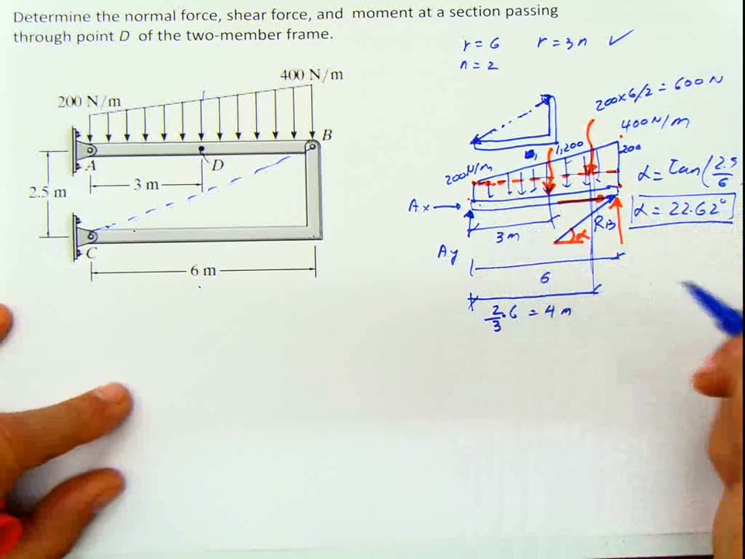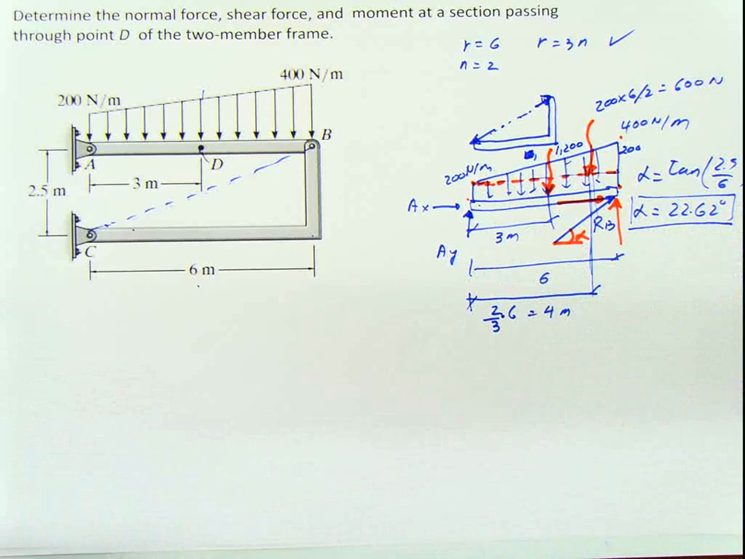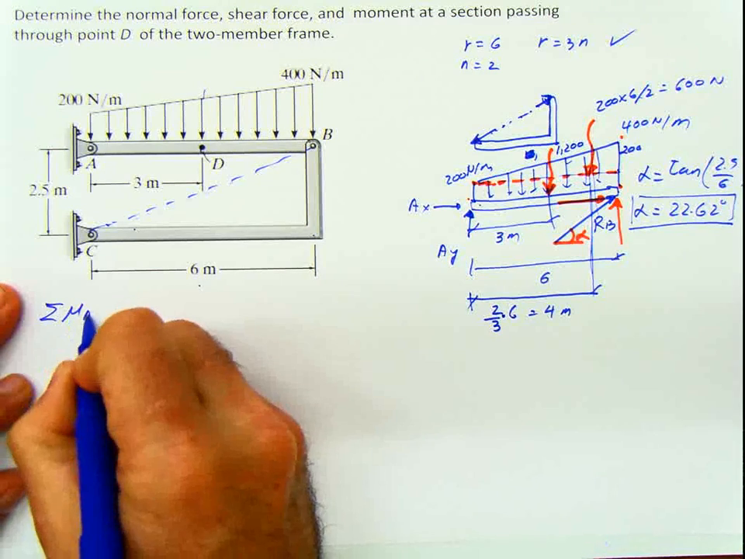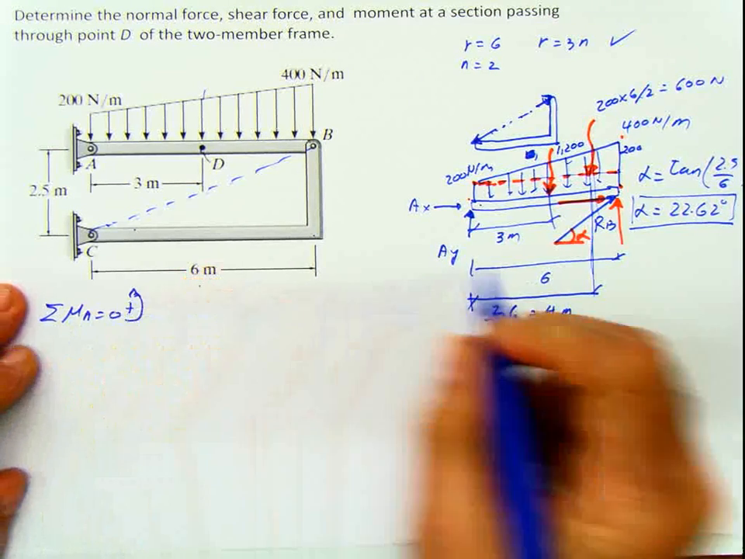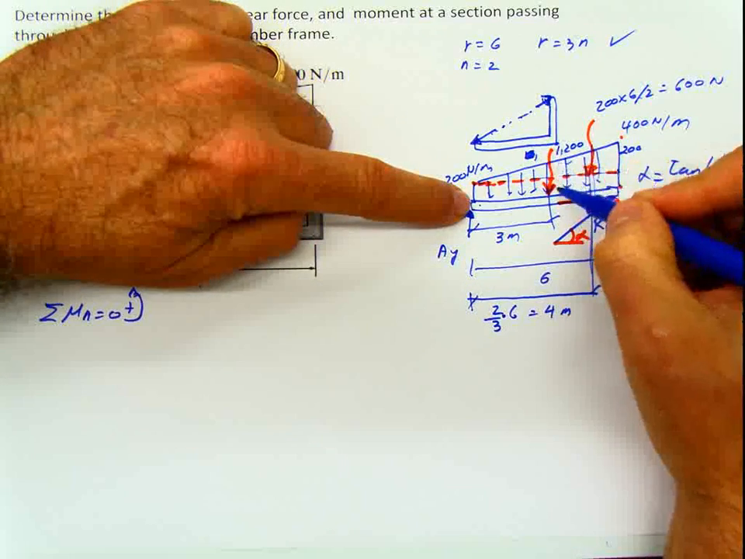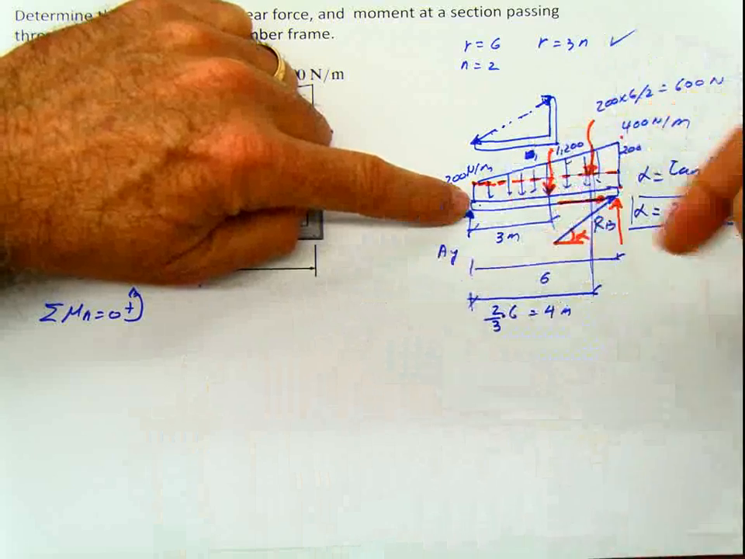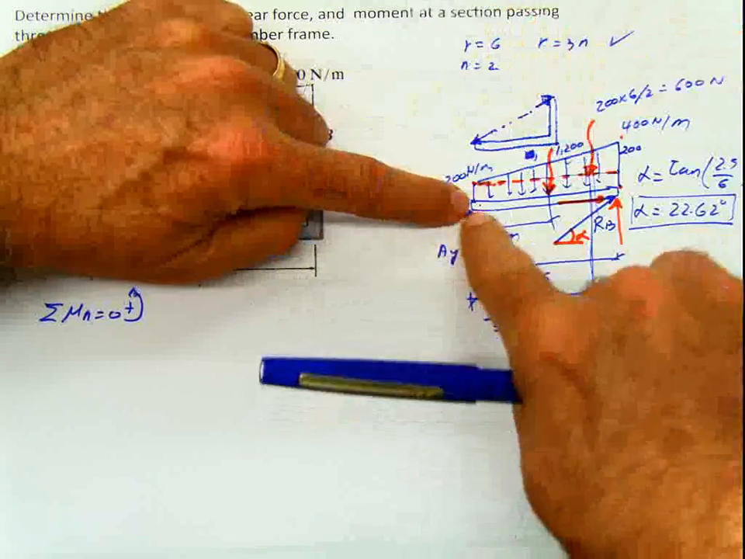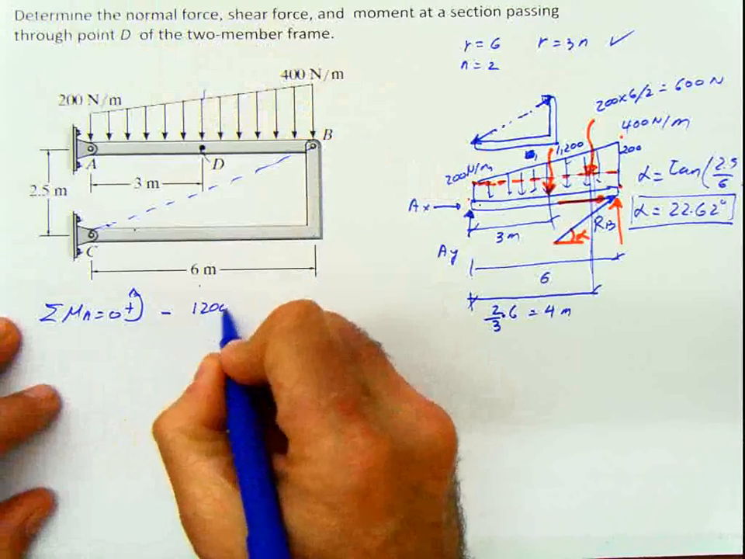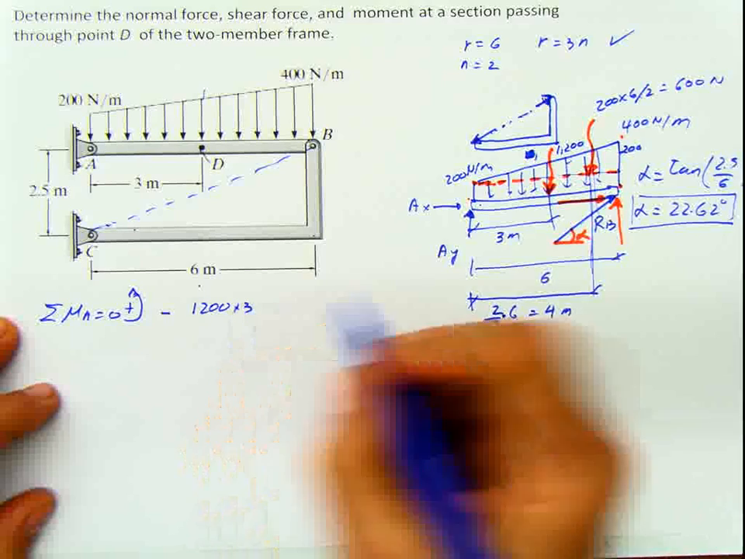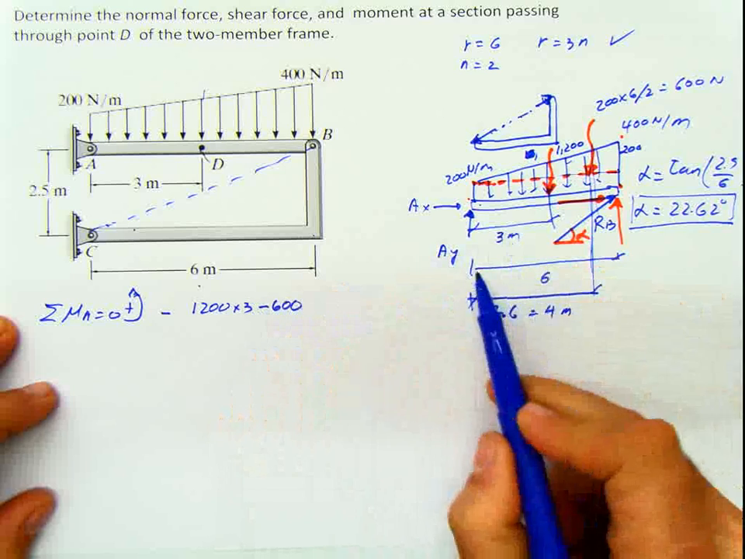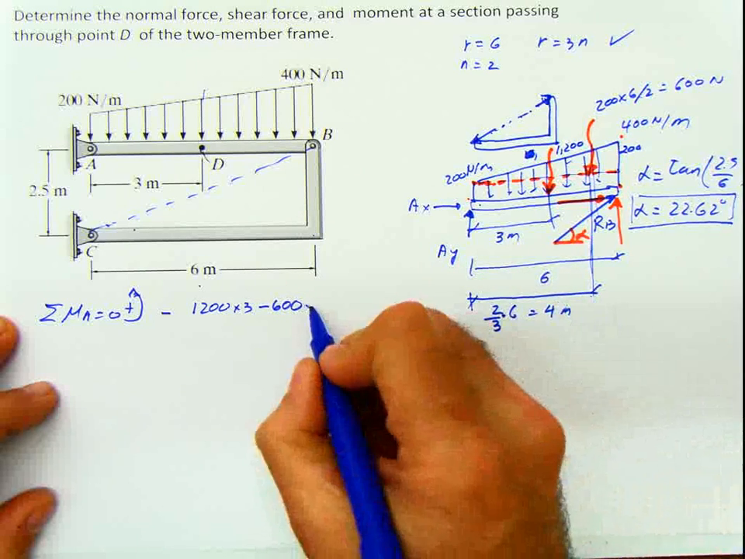Now that we have this, the rest of the calculation for the reactions is just simple operations like we did before. Let's do summation of moments at A equals 0. If I take moments at A, the first thing that we encounter is this 1200 force, which is going to be acting negative with respect to this point. So negative 1200 times the distance, and the distance is 3. Negative also 600 times the distance from here to the load, which is 4.